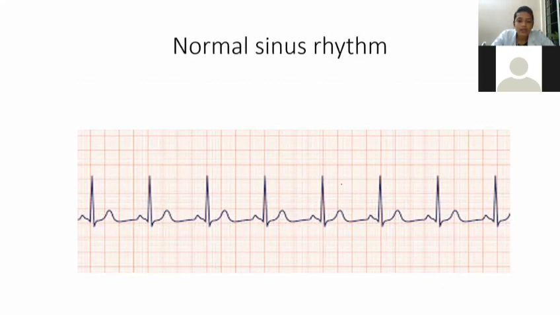So this is a normal sinus rhythm. You can say that because the rhythm is normal, and the frequency or the interval between each wave is normal. All the waves are present, the P wave, the QRS complex, the intervals are the same and everything is there. So this is a normal sinus rhythm.